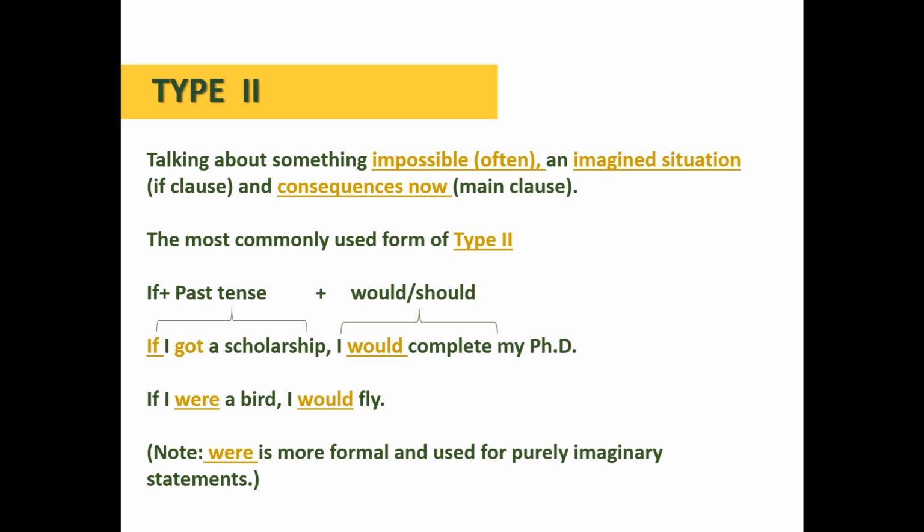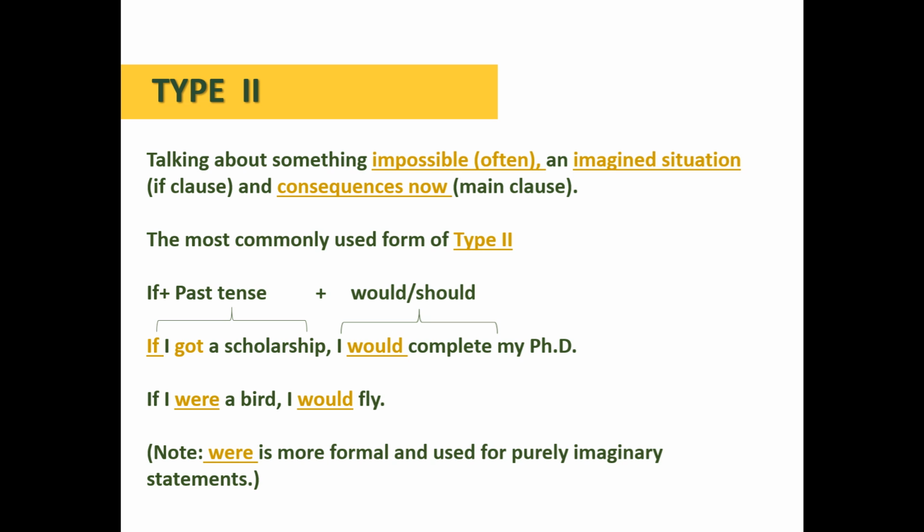You can also write if I was a bird, right? But was or were, both can be used. Here I've written a note that were is more formal and used for purely imaginary statements. Now you cannot be a bird, right? But here you are imagining that if I were a bird, agar मैं एक चिड़िया होती, right? So if I were a bird, I would fly.